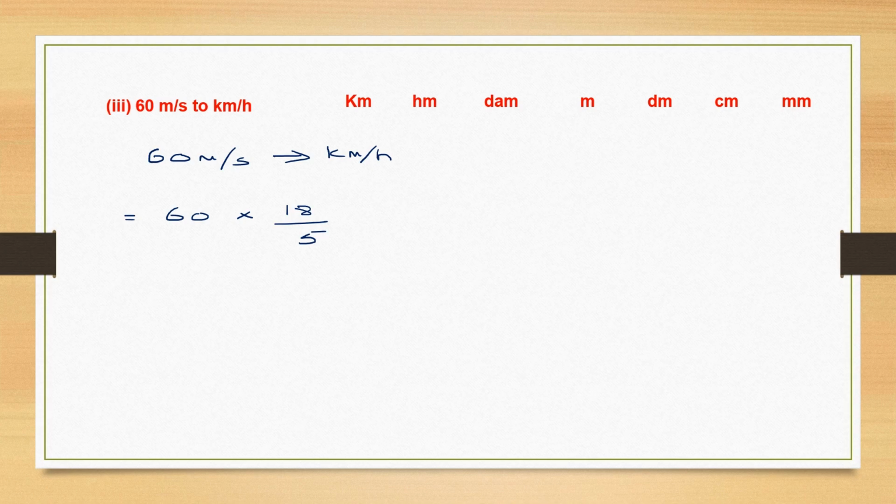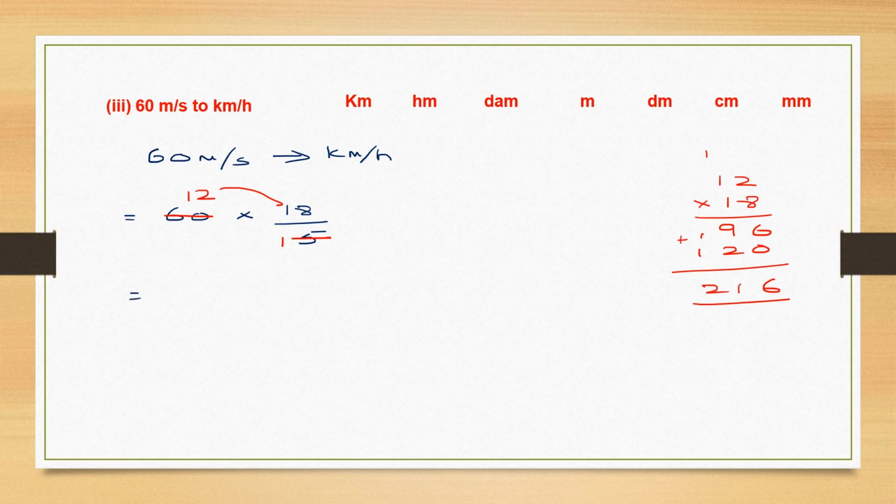Now cancel, you can cancel 5 and 60. 5 ones are 5, 12 5s are 60. So that's 12. So now you just have to multiply 12 into 18. 8 twos are 16, 8 ones are 8, 9, 1 twos are 2, 1 ones are 1, add it up, 6, 9, 10, 11, 1 plus 1 is 2. So here what do we have? 216. And what have we converted? We have converted meter per second into kilometers per hour. So 216 kilometers per hour is our final answer.